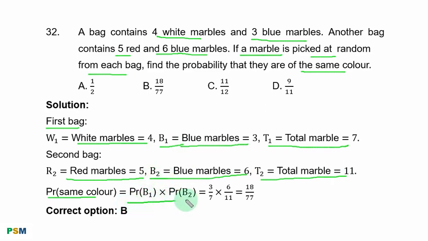You have it in this form. That is 3/7. The first bag, you have 3 marbles over total of 7, times second bag, 6 marbles that are blue over the total of 11. When you multiply, you have 18/77. The correct option is B.